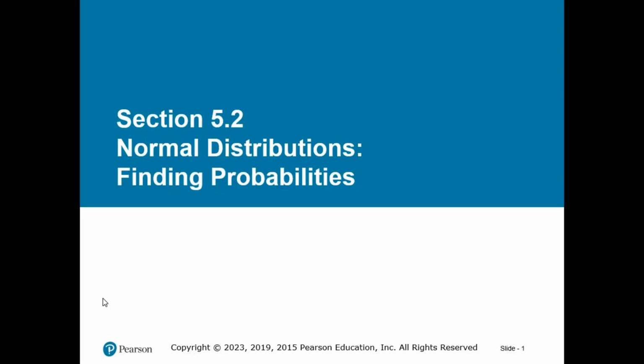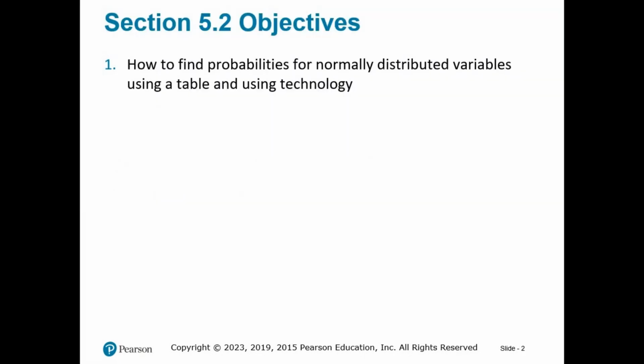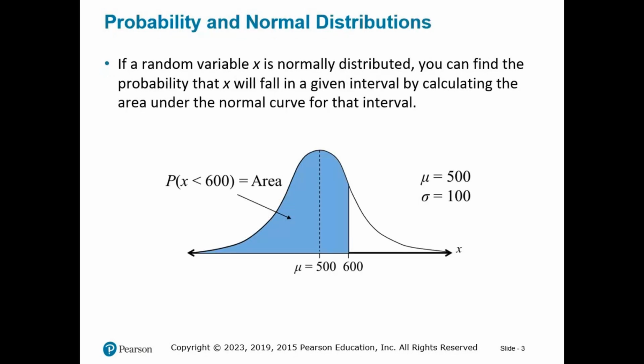Welcome to the lecture video for Chapter 5, Section 2, Finding Probabilities for Normal Distributions. This section is assigned with Section 3 because they are closely related content-wise and they are both rather short. In this section we'll be understanding how probability is connected to area under the curve when we're talking about the continuous probability distribution called the normal distribution. If a random variable x is normally distributed, we can find the probability of x being within a certain interval by calculating the area under the normal curve for that interval.